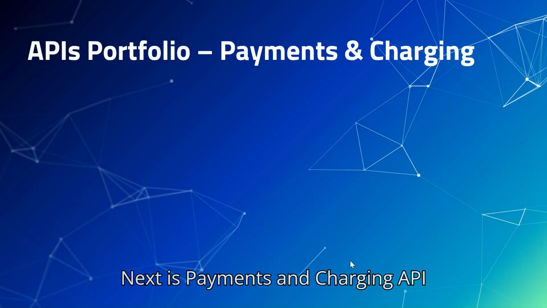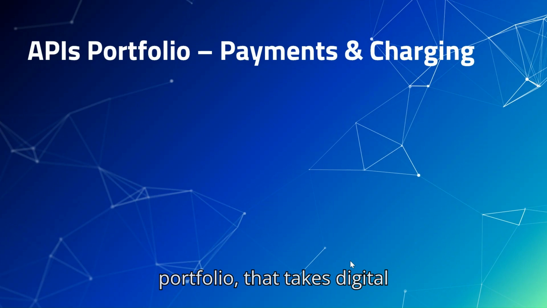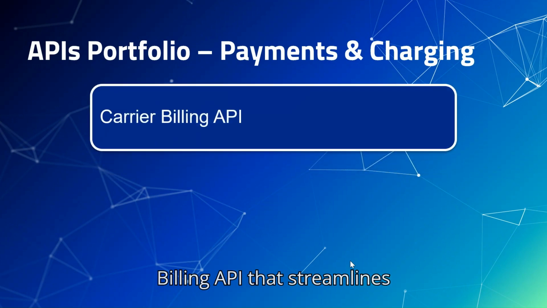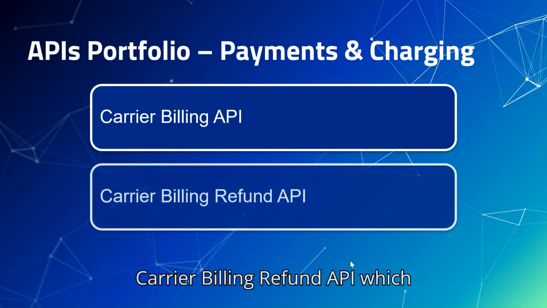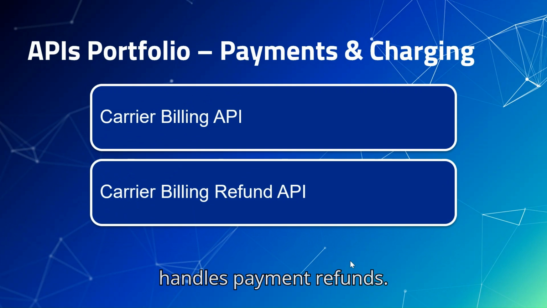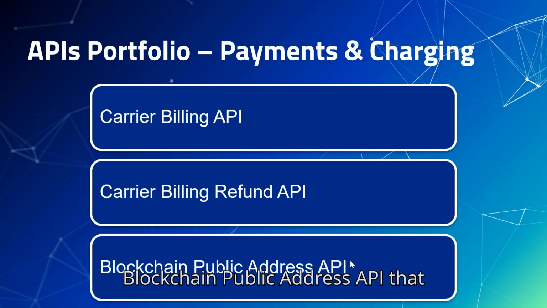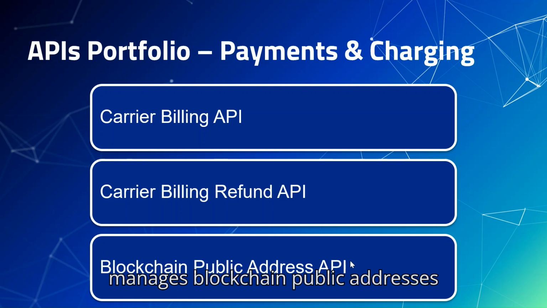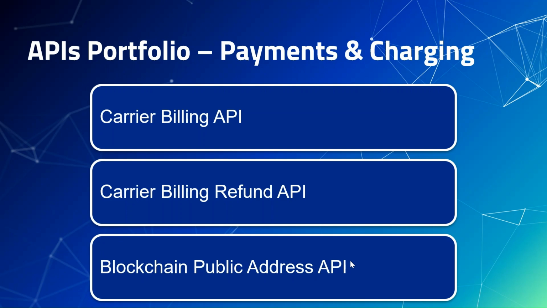Next is Payments and Charging API portfolio that takes digital transactions to the next level. In this portfolio, we have Carrier Billing API that streamlines purchases and payments, Carrier Billing Refund API, which handles payment refunds, and Blockchain Public Address API that manages blockchain public addresses linked to phone numbers. These APIs make digital payments secure, convenient, and accessible, elevating user experiences.